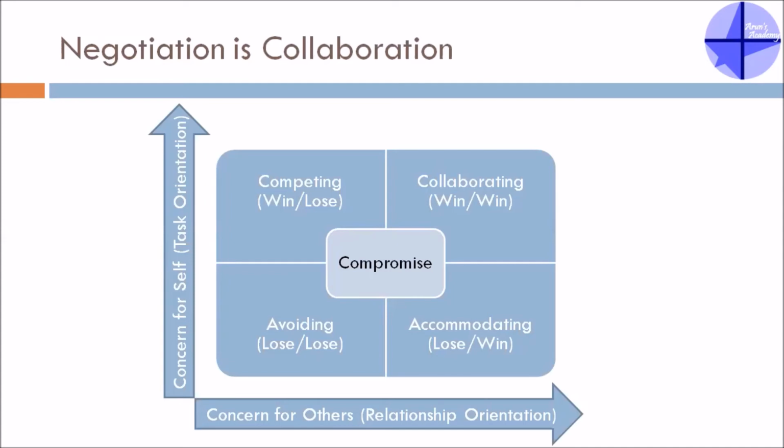You need to be high on relationship orientation, that is concern for the other party, and you need to be very high on task orientation as well, that is concern for your own self. That is when you can come up with a strategy which is a collaboration, and you end up in a win-win situation for both yourself as well as the other party involved in the negotiation.